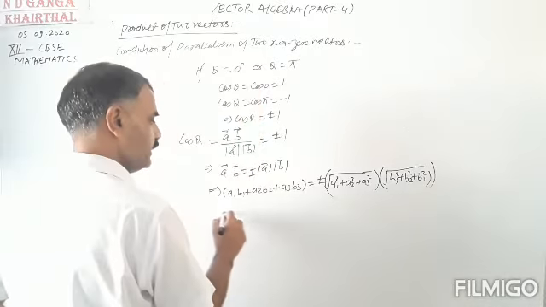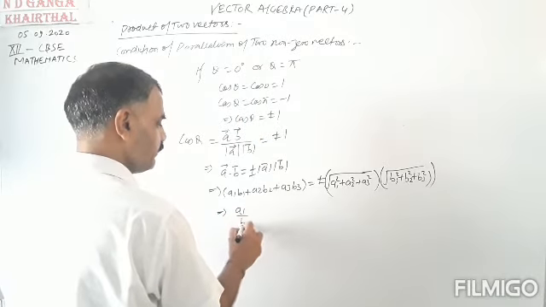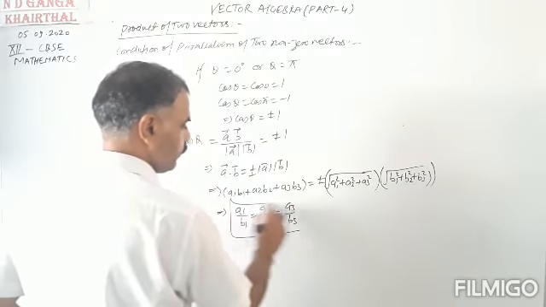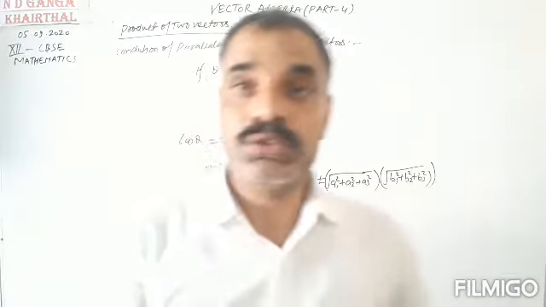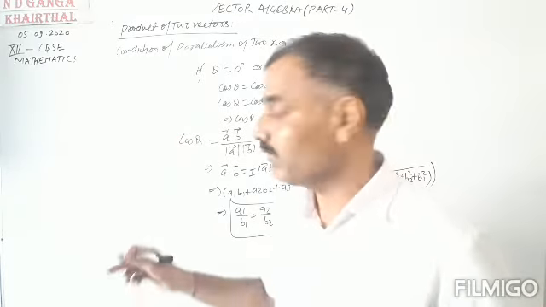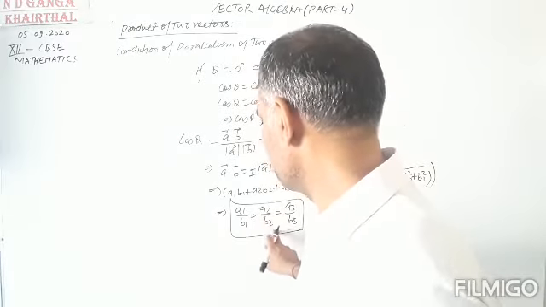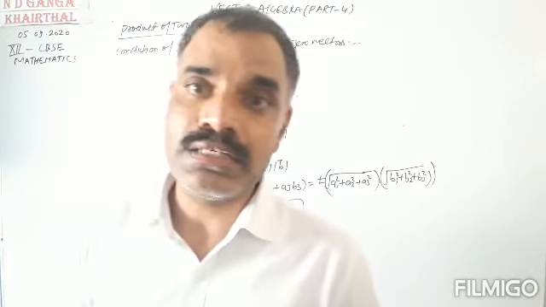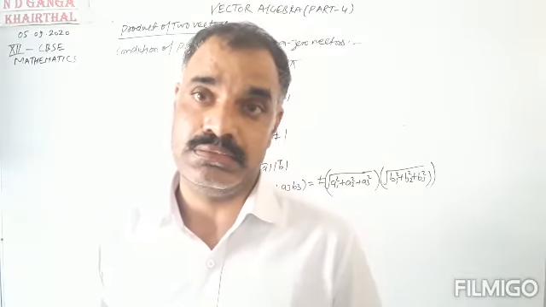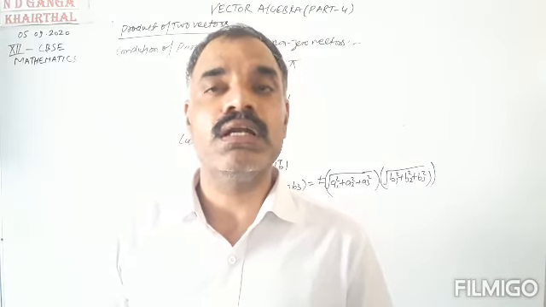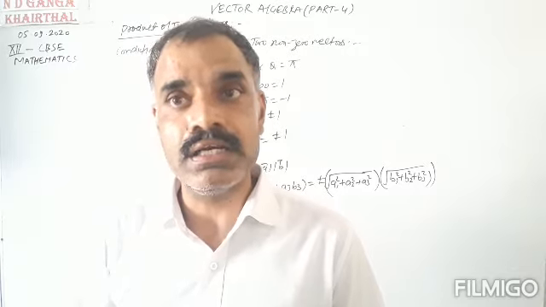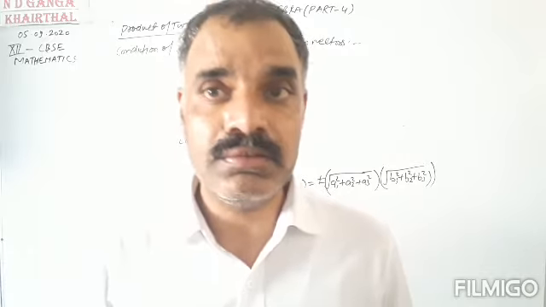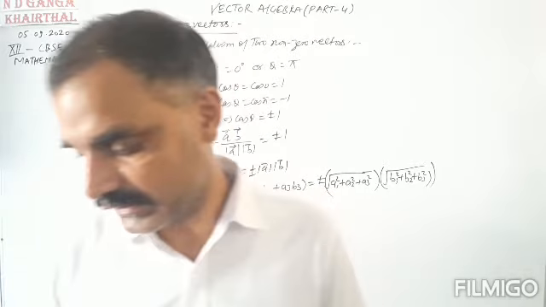After solving this using the Lagrange identity, we have a1 upon b1 equals a2 upon b2 equals a3 upon b3. So this is the condition for the parallelism of two vectors. The condition of perpendicularity and the condition of parallelism are important as far as vectors are concerned. These conditions will be used throughout this chapter and in the next chapter also.